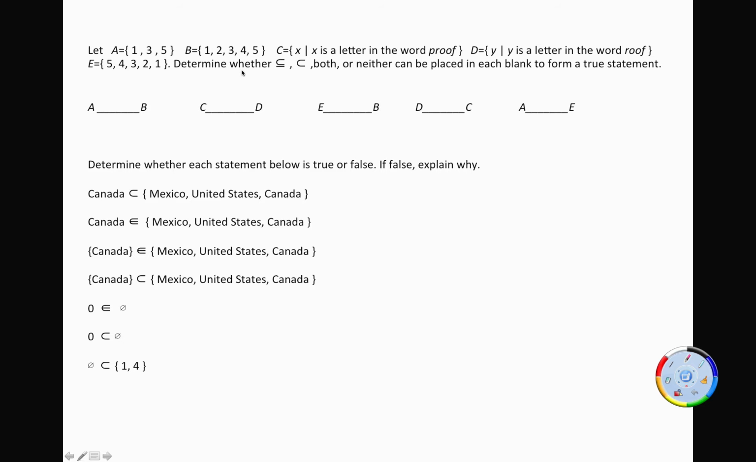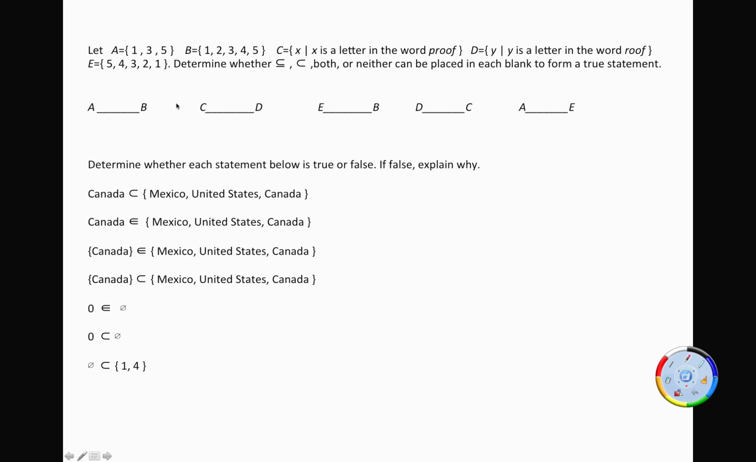Determine whether the subset, the proper subset, both or neither can be placed in each blank to form a true statement. So A and B. Okay, first of all, let's determine if it's a subset. Okay, that means every element of A has to be in B, or there can be no elements in A that are not in B. Well, 1 is in B, 3 is in B.